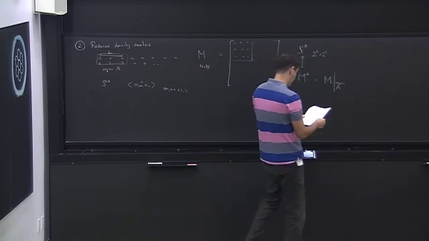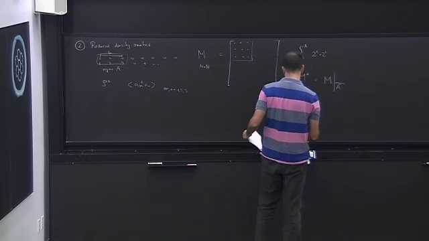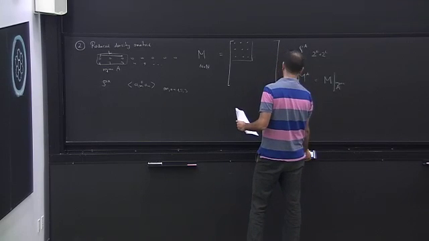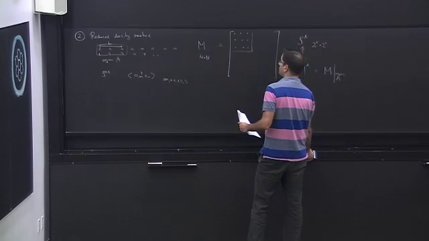And finally, how do we compute the entropy? We now have subregion A, and we want to compute the entropy.